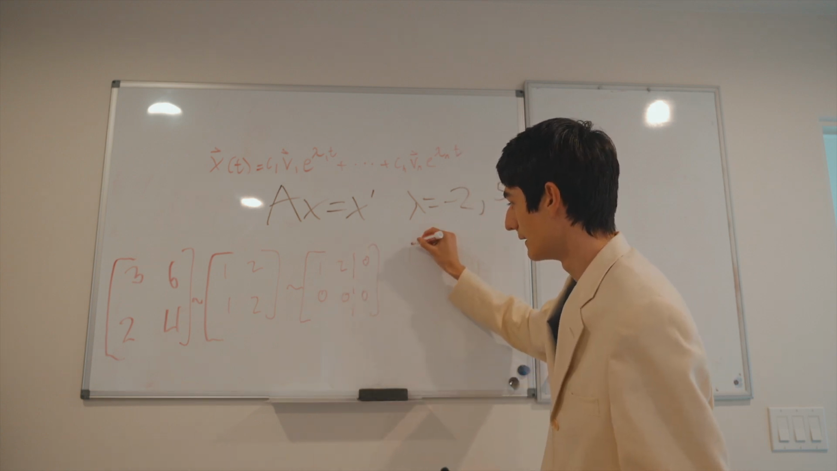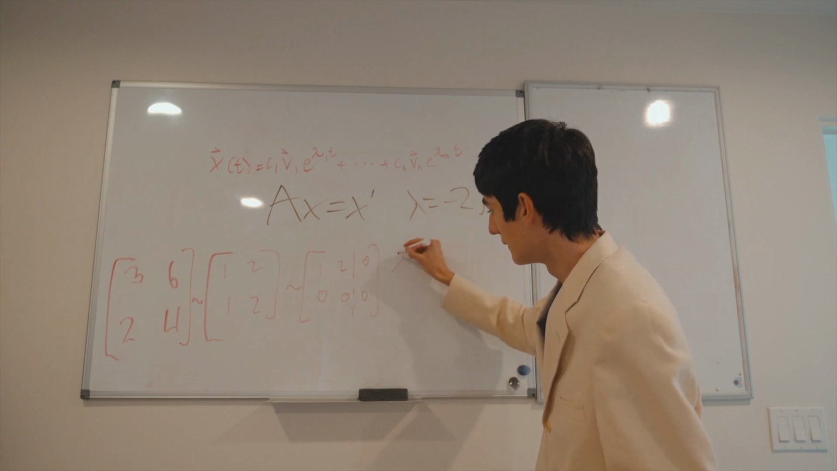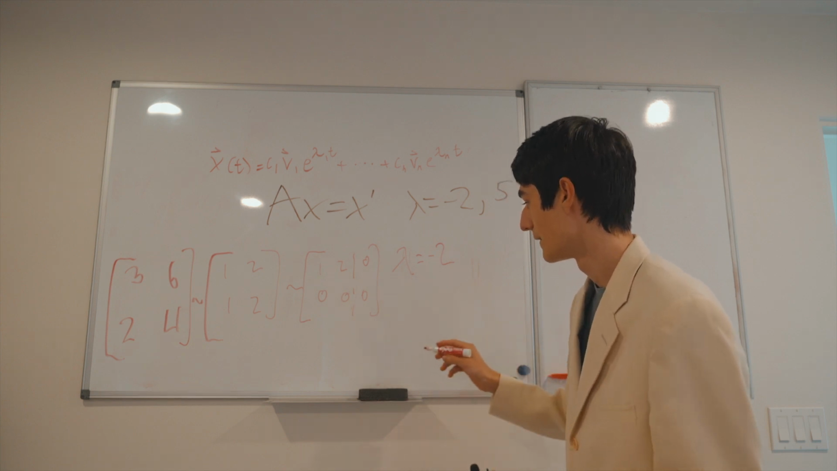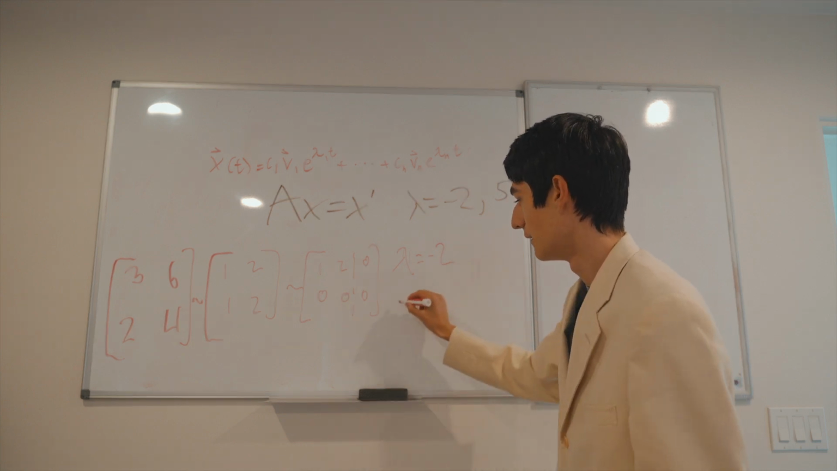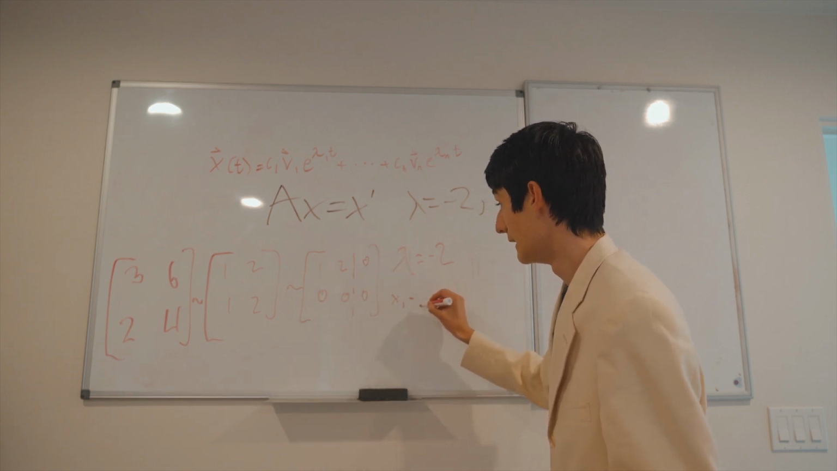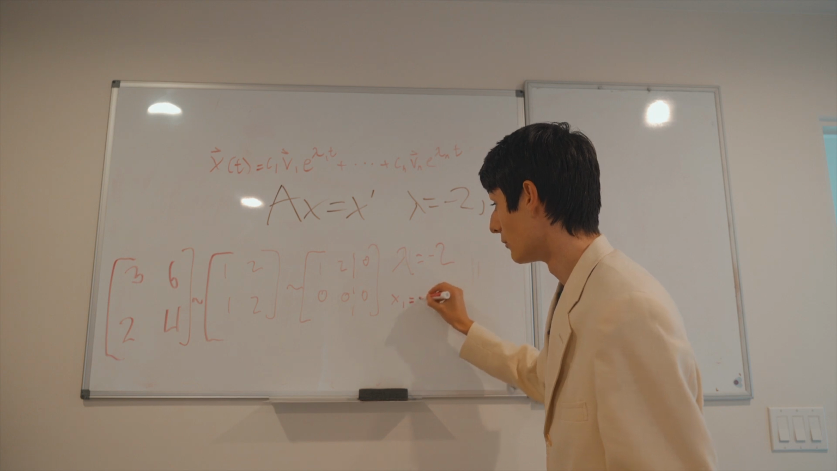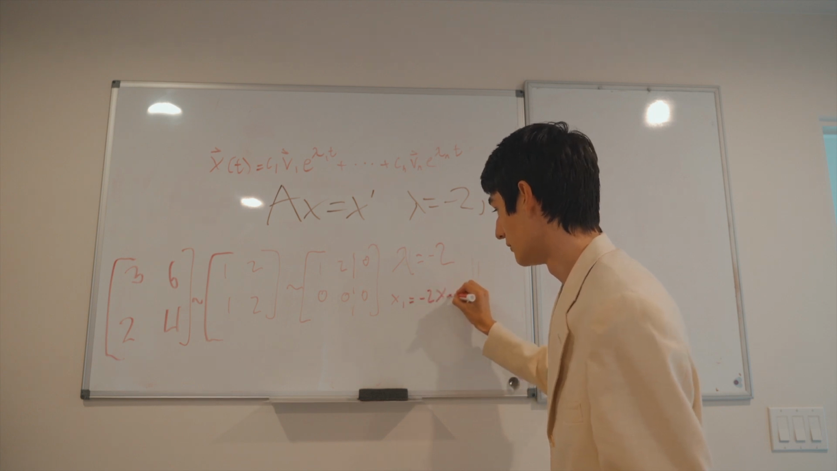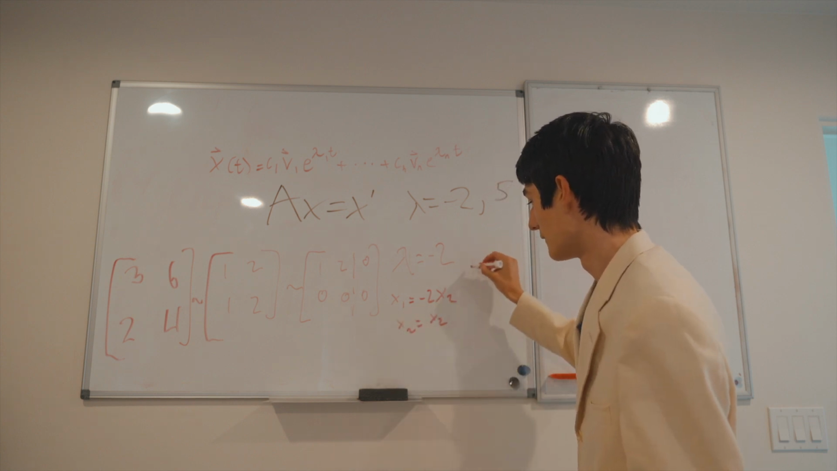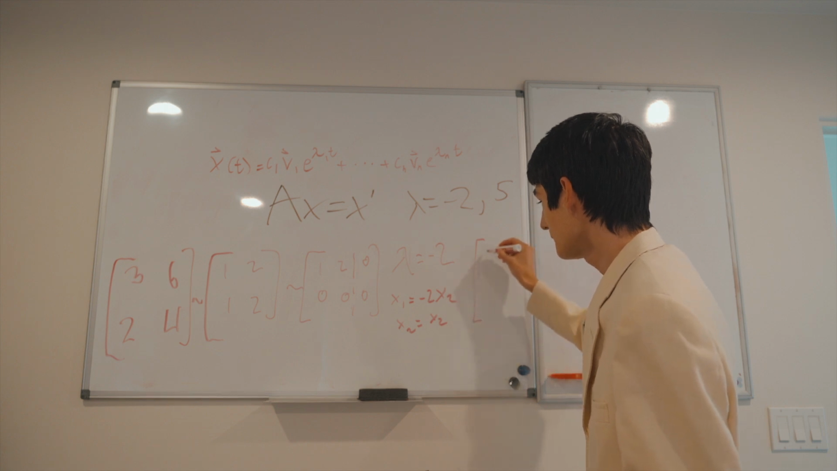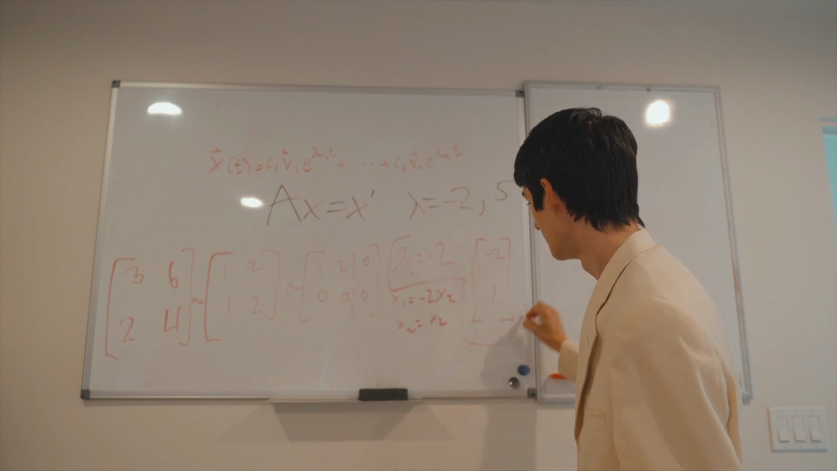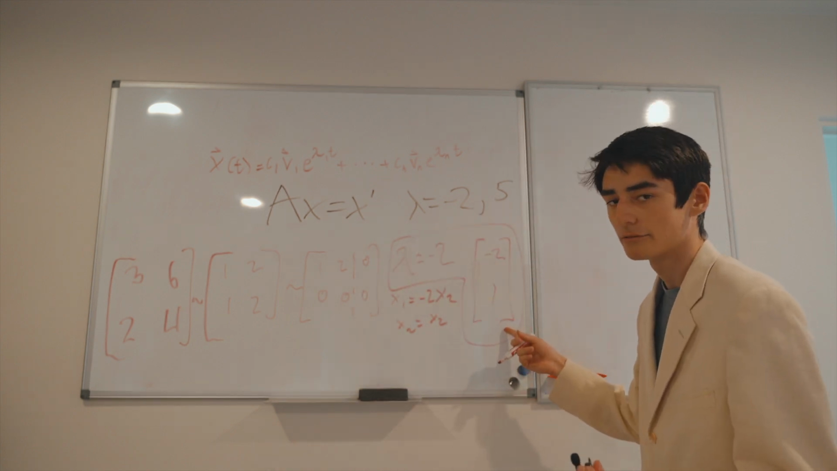And so we get an eigenvector defined by this. So when the eigenvalue is -2, we get x1 equals -2 x2, and then x2 equals x2. So our eigenvector will be negative 2, 1. And so this is our eigenvector for this eigenvalue.